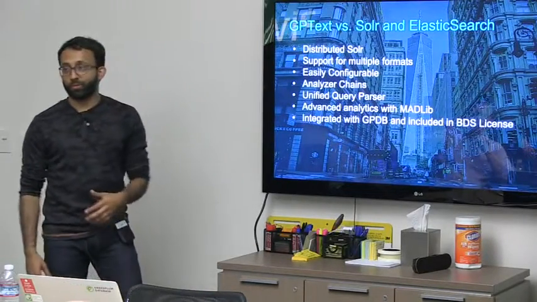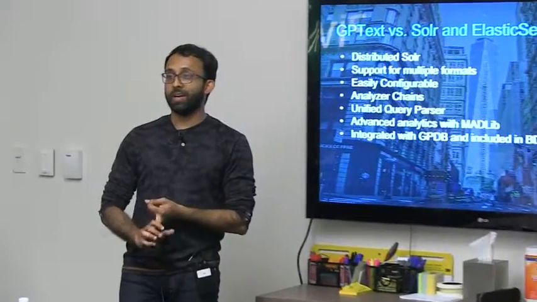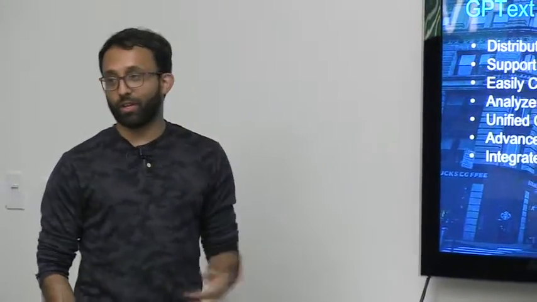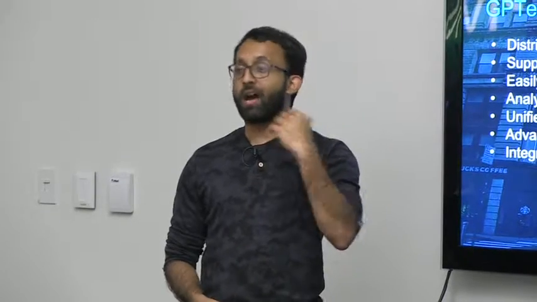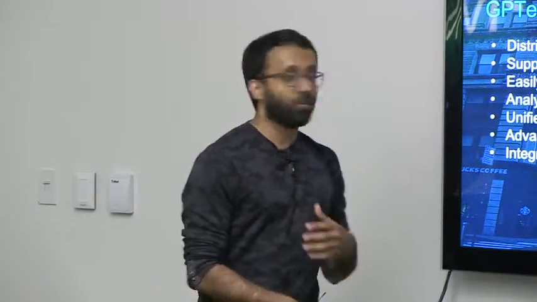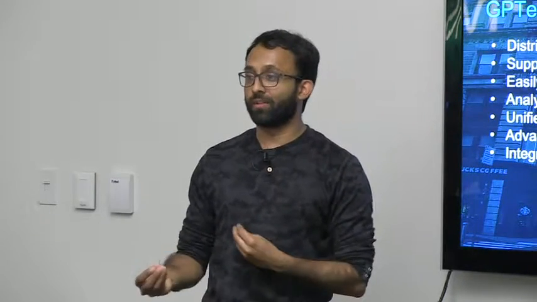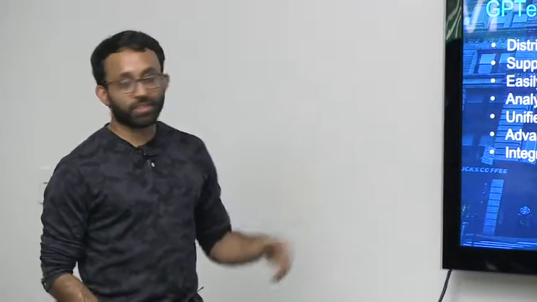We have support for multiple formats. So in the same vein, CSV, XML, and JSON with the Greenplum 5 release coming out later this year. It's easily configurable, so you can just use a simple management utility to manage how you want your indexes to be stored, which analyzer chains you want to use, what sort of configurability in terms of memory and resource usage you want. So you have a lot of leeway and ease of use in terms of how you want to configure your system.